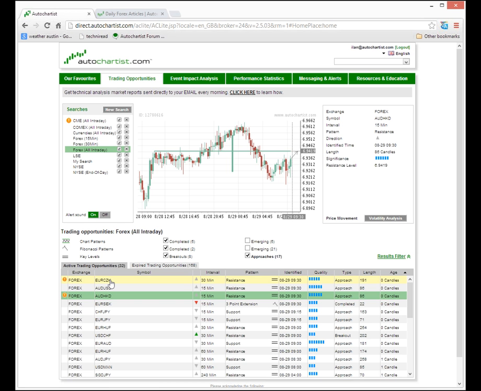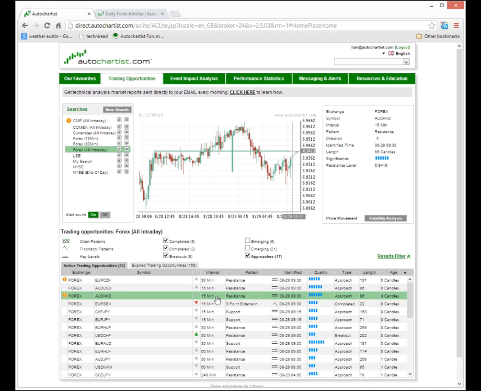Now, let's just quickly run through some of the details of the opportunities that we're seeing here. So the one I've clicked on is obviously on the Forex market. That's the exchange column. The symbol or instrument, that's Australian dollar versus the Hong Kong dollar. The little arrow tells us whether Autochartist thinks this is a bullish or a bearish opportunity. Okay, and I will, in just a moment, talk about what the difference is between the gray arrows and the red and green arrows. So give me a moment, bear with me, and I'll get to that.